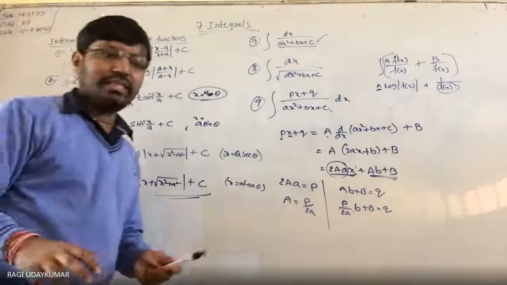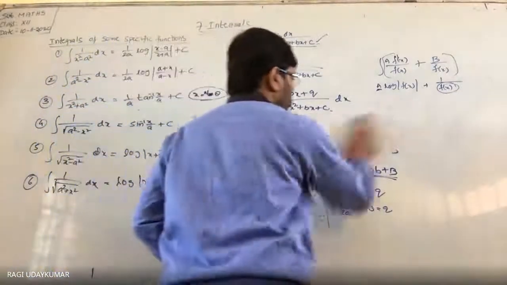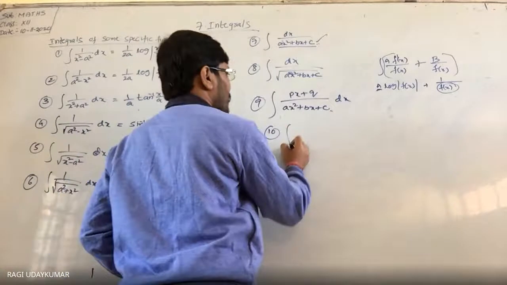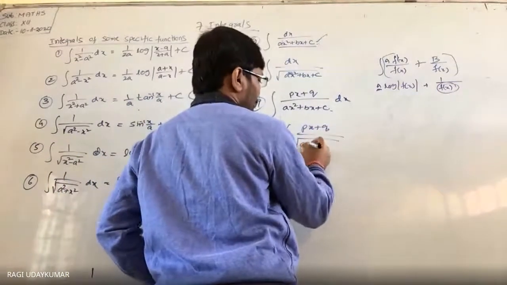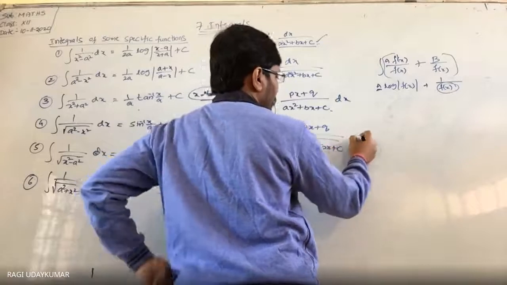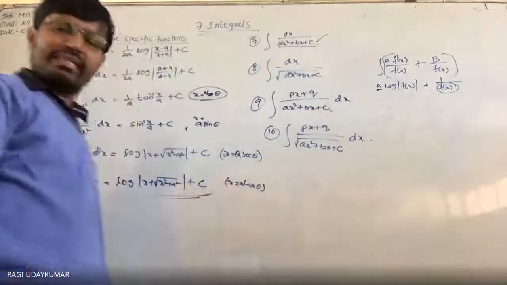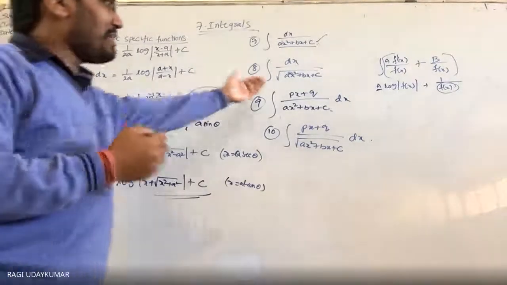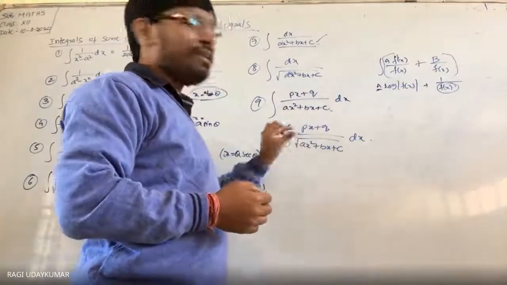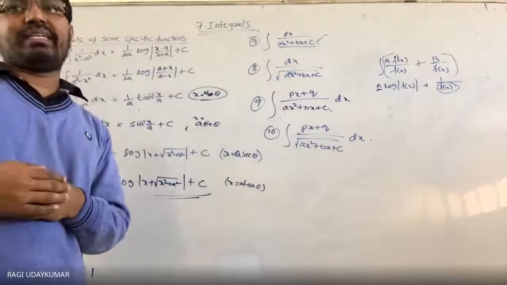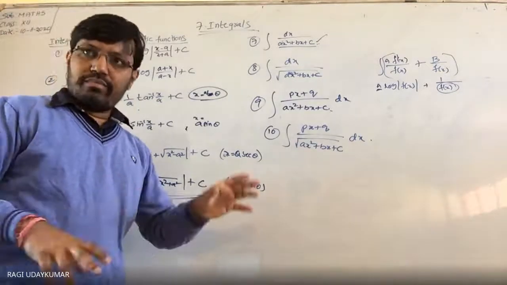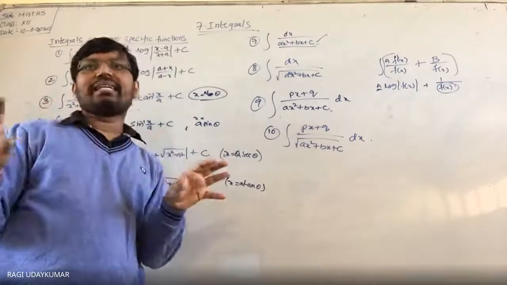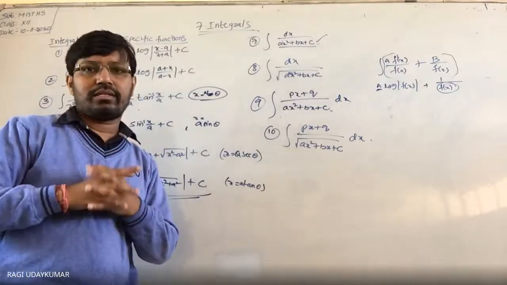Along with this, we still have the last model, the tenth one: integral of px plus q by under root of ax square plus bx plus c dx. How do we do this? Same model. In the numerator we take px plus q equal to a into d by dx of ax square plus bx plus c, plus b. Then we have to split it, and then we are going to get the required answers.